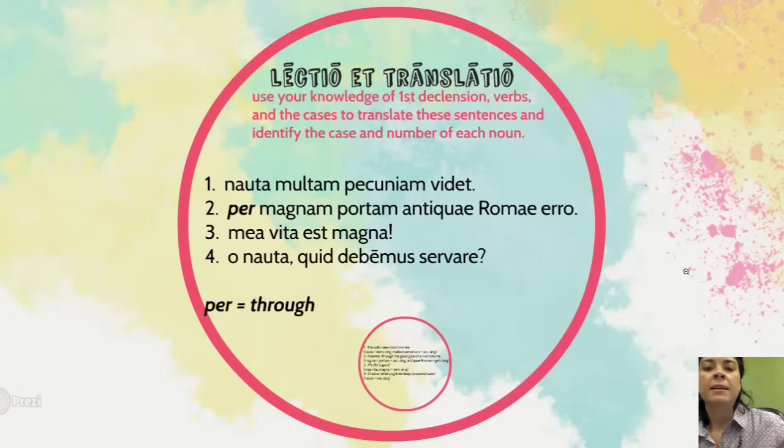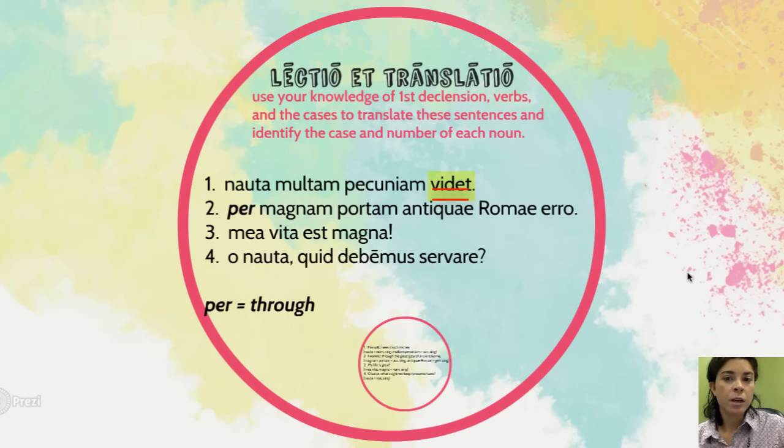Now let's try some lectio et translatio, reading and translating. So we're going to use and apply our knowledge of first declension, as well as the case endings, and verbs from the first chapter, to translate these sentences. Now I want you to both translate the sentence and identify the case and number of each noun that's in the sentence. I'm going to tell you an annotation to help you out with finding your verbs.